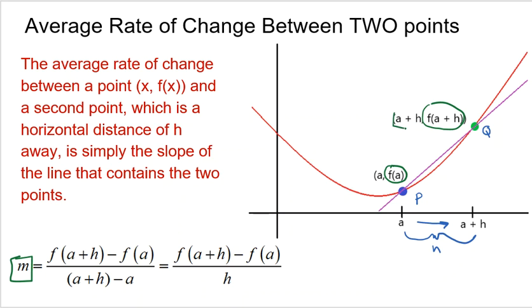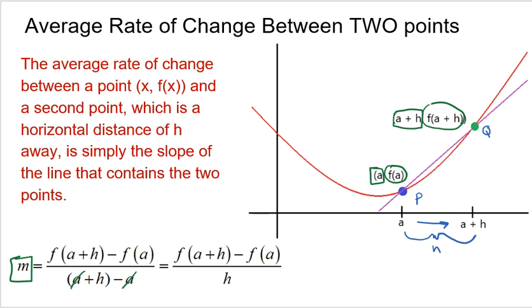So again, that's the x coordinate of the second point, a plus h, minus the x coordinate of the first point. Now, the numerator, again, is the y minus the y, f of a plus h minus f of a. But if you look at the denominator, a plus h minus a, those a's will reduce to a 0. A minus a is 0, and that's why we just have an h in the denominator.